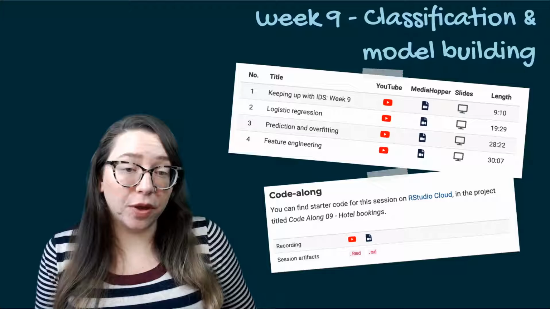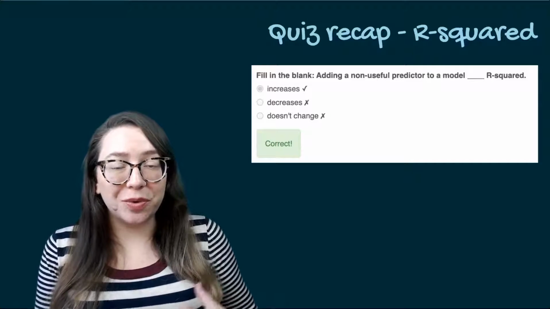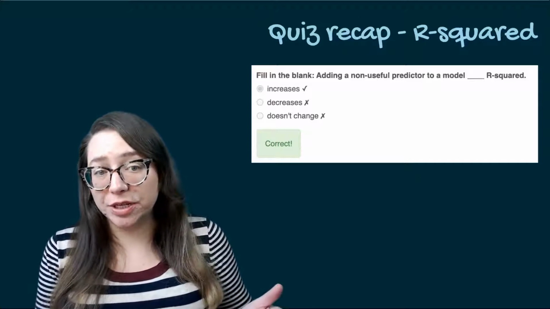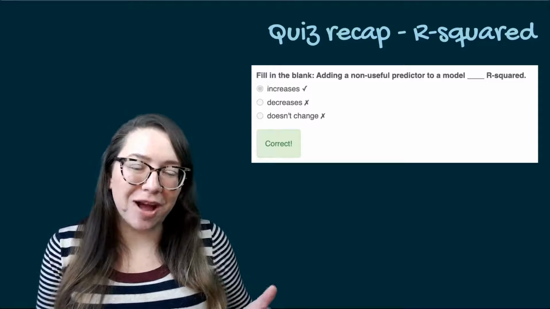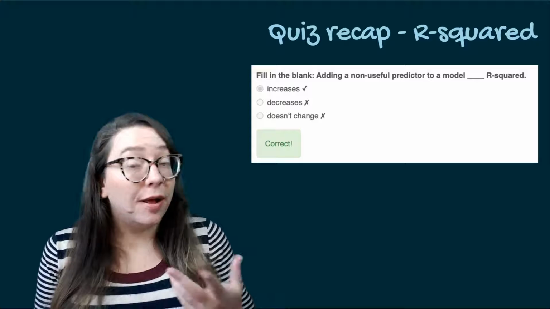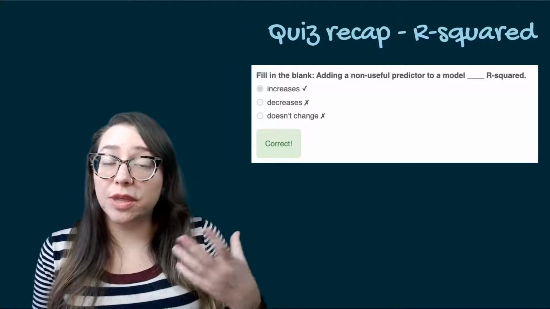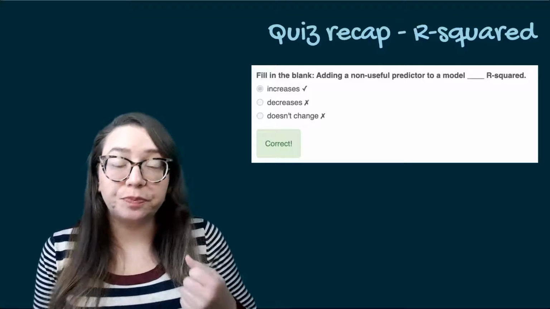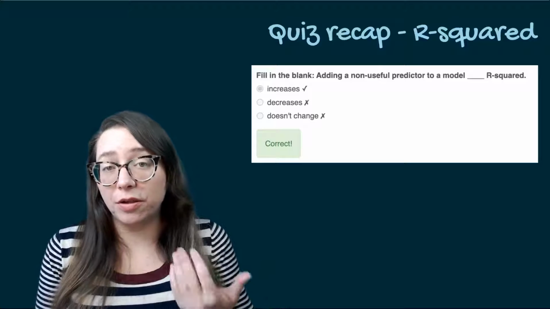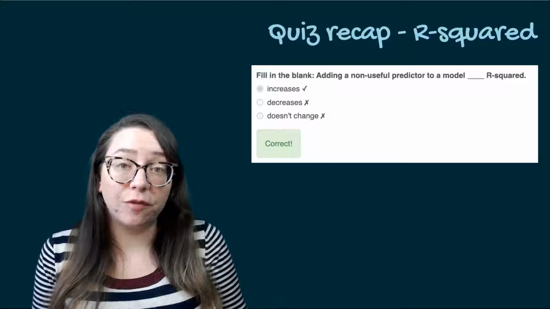A quick recap on the quiz. Two things that came up based on your feedback were R-squared and the correlation coefficient. One of the questions asked: adding a non-useful predictor to a model, blank R-squared. Does it increase, decrease, or not change? The answer is increases. The reason is that R-squared increases with each predictor that we add to the model. On the other hand, adjusted R-squared will increase only if the predictor that we're adding is actually contributing usefully to the performance of your model.